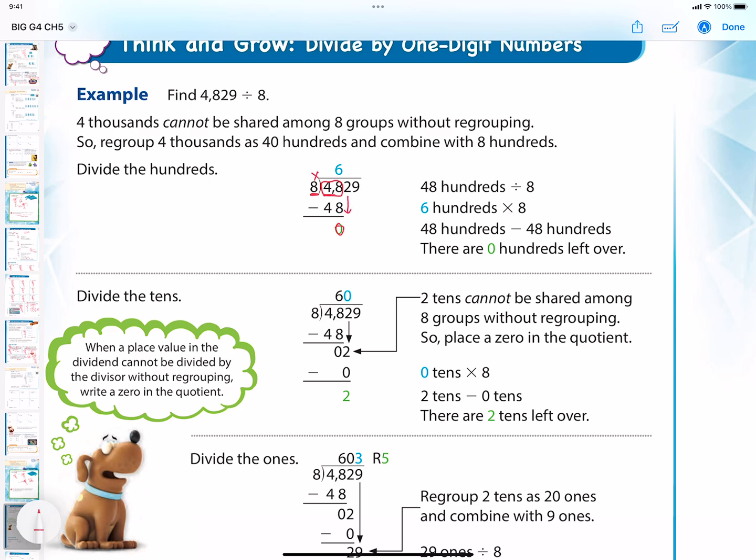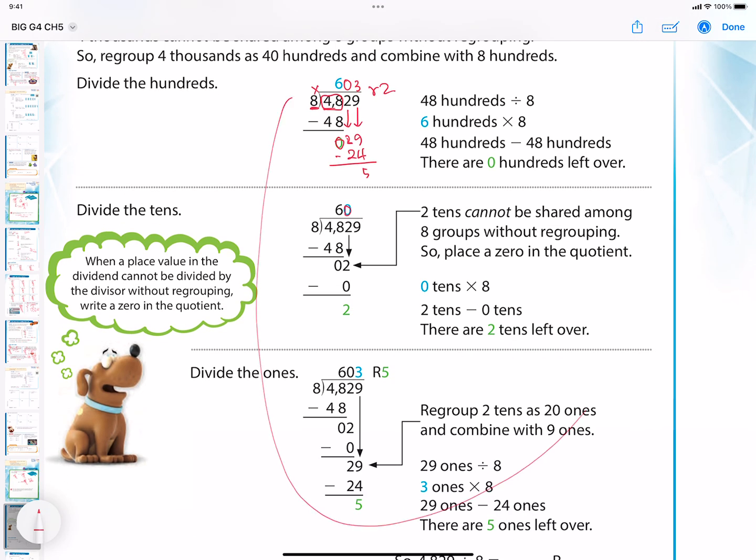And you need to bring this 2 down here. But then 2 is smaller than 8. That means you need to put 0 in the tens place and let them know I didn't do anything on this tens place, and I worked with another number, which is 9, in the ones place. So bring another number down. And then we know 8 times 3 is what? 24. When you take away, you have 5 left. That's the remainder. And that's all about it. Okay, one more time, guys.